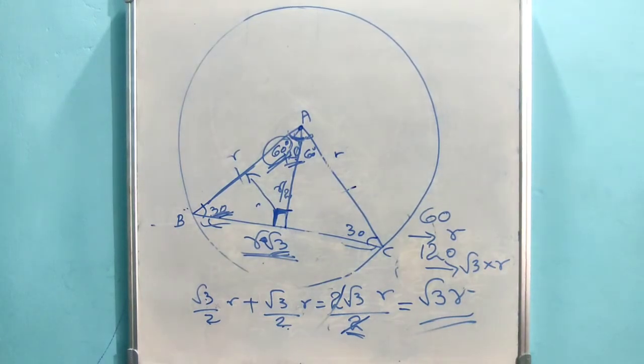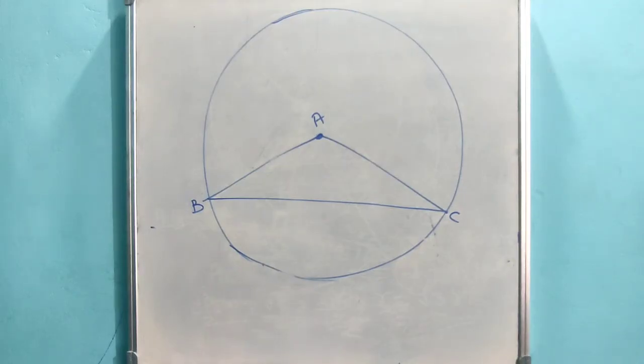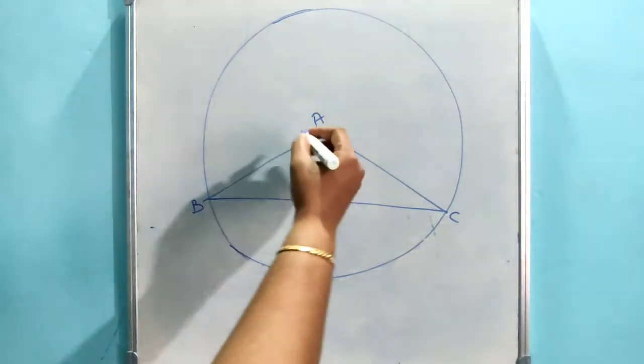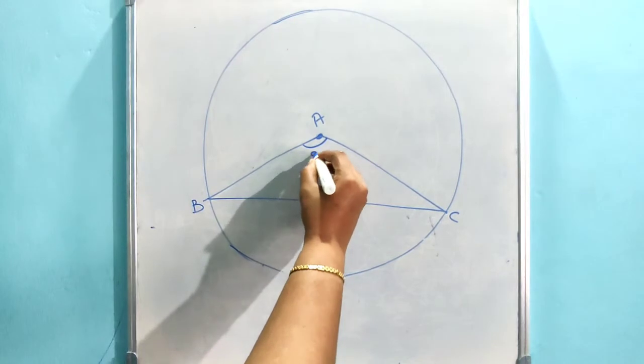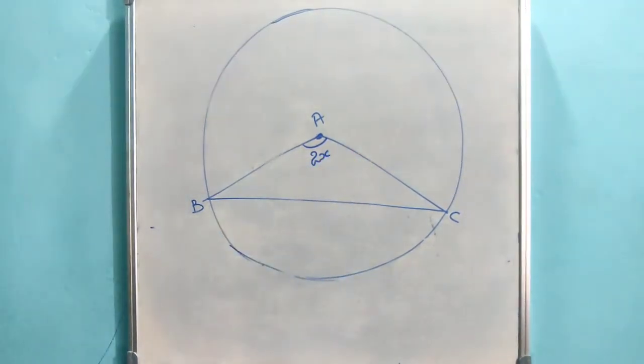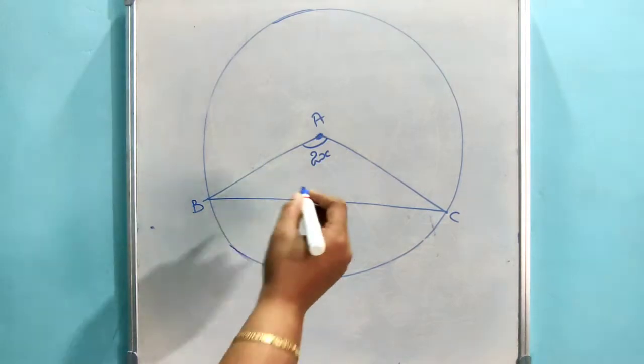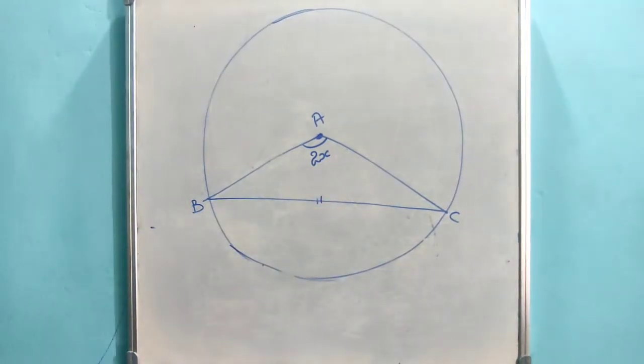Let us find out. Here we have a triangle ABC, and for convenience I am going to take the central angle of the chord BC as 2x. Then what will be the length of the chord? That is our question. What will be the length of the chord BC? How do we find this?